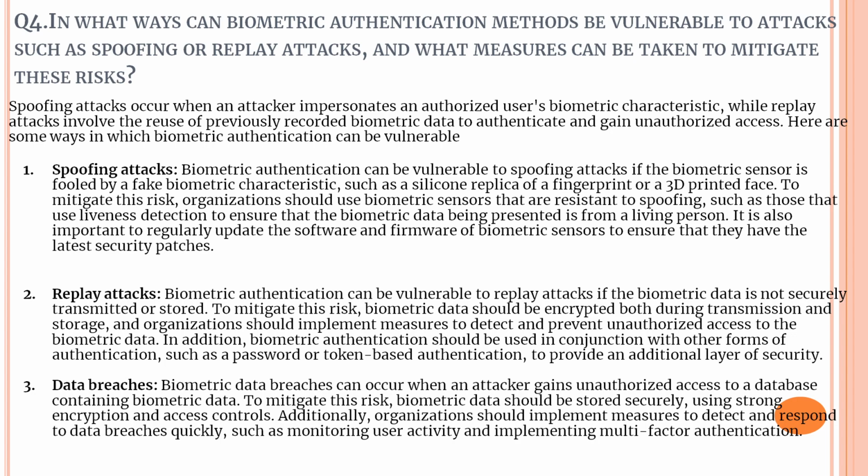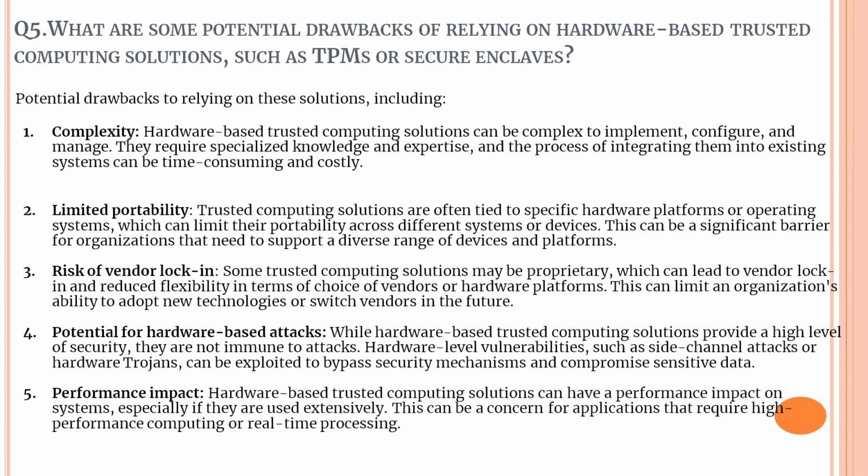The third and the last one is data breaches. Biometric data breaches can occur when an attacker gains unauthorized access to the database containing biometric data. To mitigate this risk, biometric data should be stored securely using strong encryption and access controls. Additionally, organizations should implement measures to detect and respond to data breaches quickly, such as monitoring user activity and implementing multi-factor authentication.